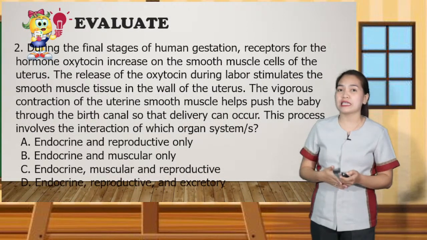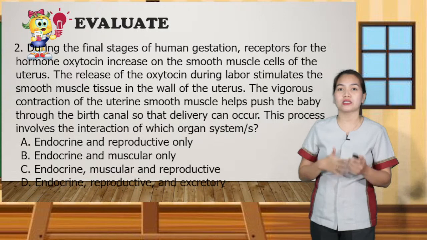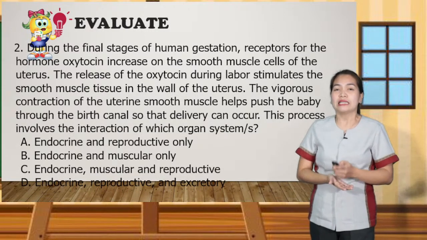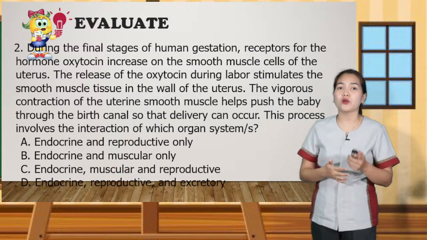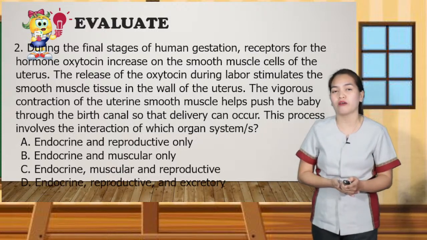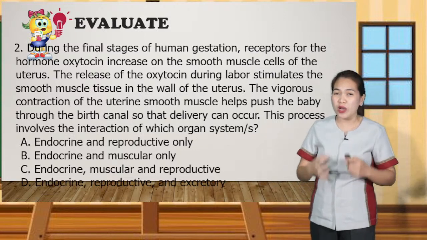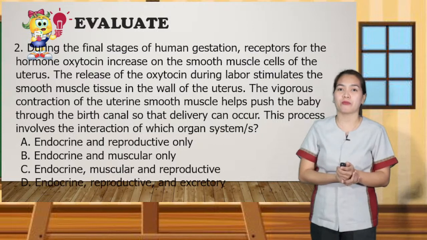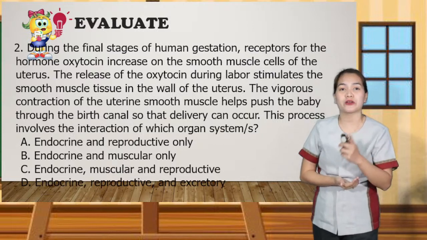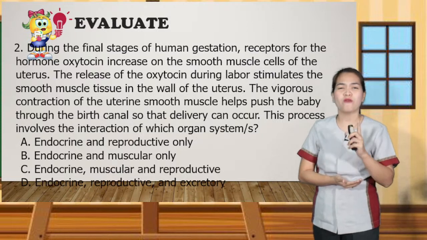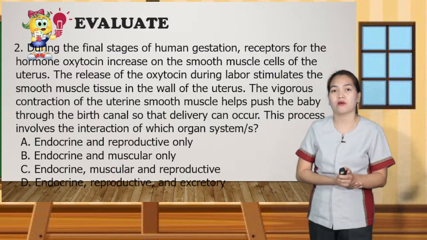During the final stages of human gestation, receptors to the hormone oxytocin increase on the smooth muscle cells of the uterus. The release of the oxytocin during labor stimulates the smooth muscle tissue in the wall of the uterus. The vigorous contraction of the uterine smooth muscle helps push the baby through the birth canal so that delivery can occur. Now, this process involves the interaction of which organ systems?